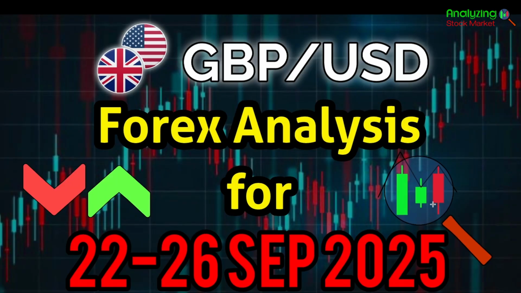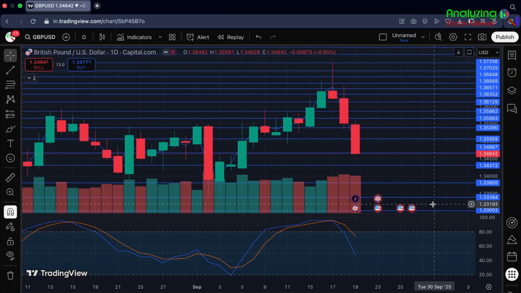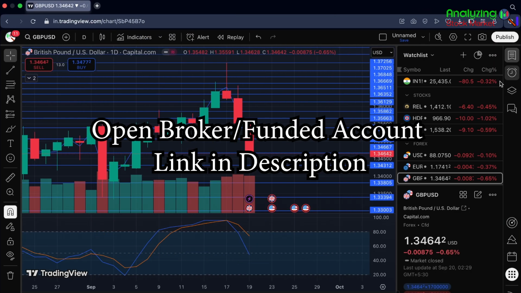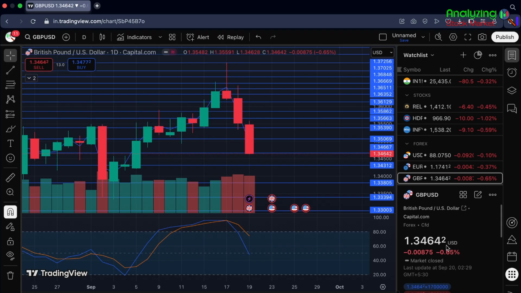So today we'll be talking about the GBP USD pair and we'll do the Forex analysis for 22nd to 26th September 2025. So let's go straight to our chart. Firstly, let's see what happened in GBP USD on Friday. As we can see, GBP USD made a 0.65% negative move, and 1.34642 was the closing on Friday.